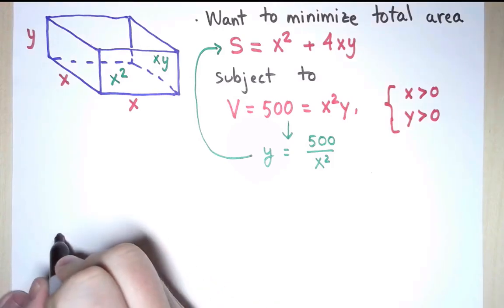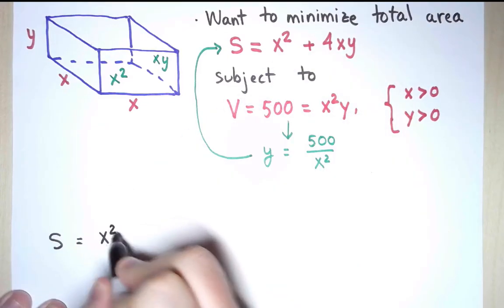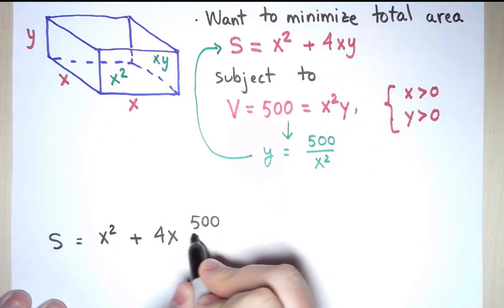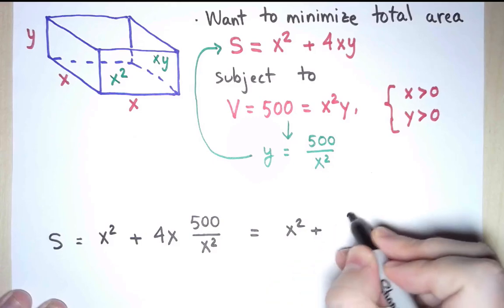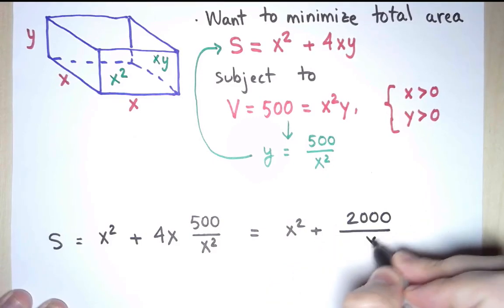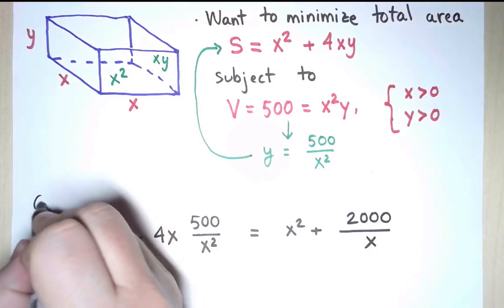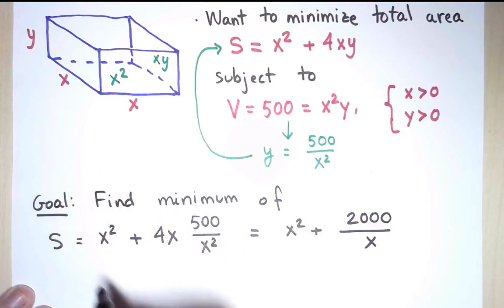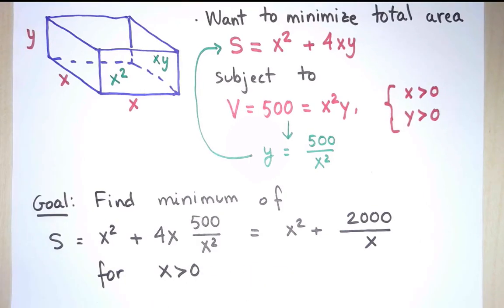If I do that, I get that S is going to be x squared plus 4x times 500 over x squared, or we can simplify that as x squared plus 2000 over x. And there is my function. My goal is to find the minimum of this function. And this is in the domain when x is any positive number. That's the only constraint I have now that I have removed y.